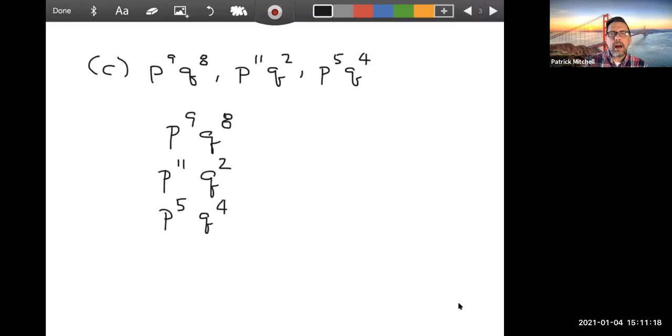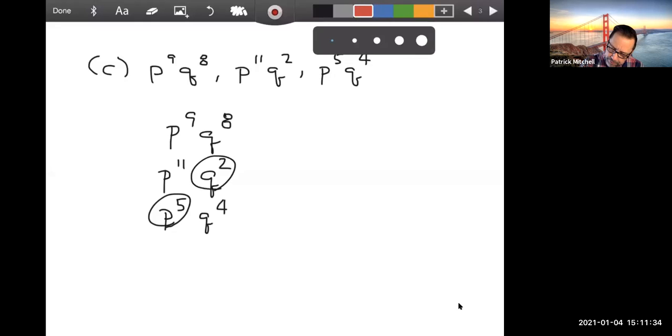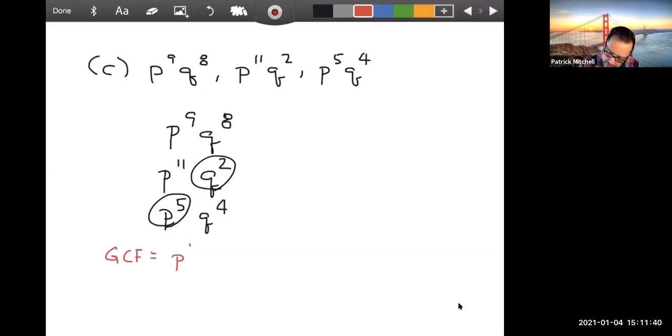I've got my p column, I've got my q column. All I have to do now is grab the smallest power in each complete column. These are both complete columns, so I'm going to grab p to the 5th, I'm going to grab q to the 2nd, and the GCF for this list is p to the 5th times q to the 2nd. That was the fastest example so far.